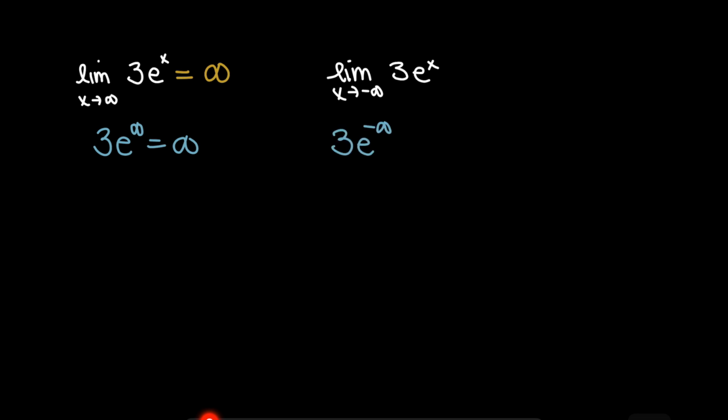What about as x goes to negative infinity? If I plug that in, I get 3e to the negative infinity. What is that? Well, anytime we have a negative exponent, we can take that term and move it to the bottom. So I can rewrite 3e to the negative infinity as 3 divided by e to the infinity. And e to the infinity goes to infinity. 3 divided by infinity, that's my finite number divided by infinity, that's going to go to 0. So that limit is equal to 0.